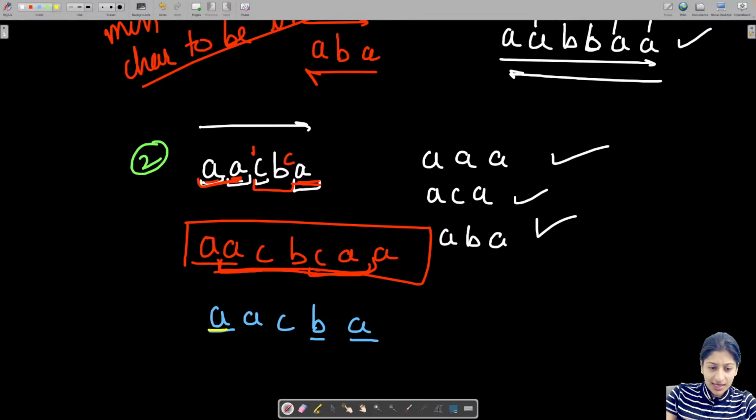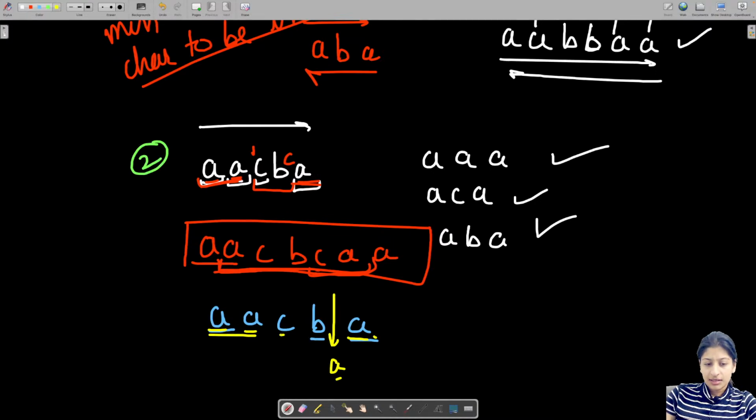So if I take A, A is matching with A, and B was the middle one for it. This A needs one more A to be matched. So let's insert one A here. I inserted one A here. Now this AA and these AA are palindromes.